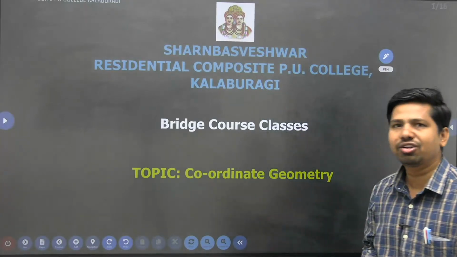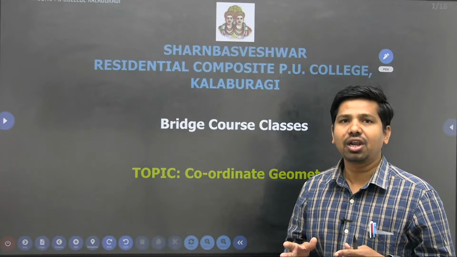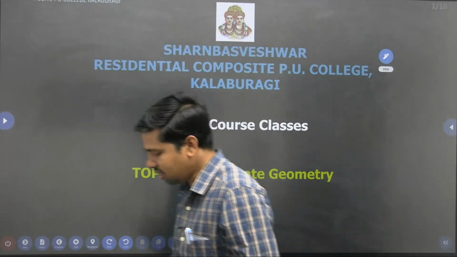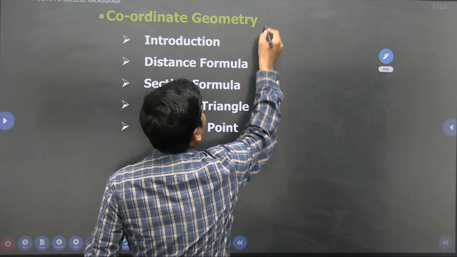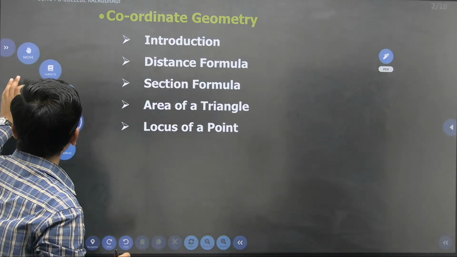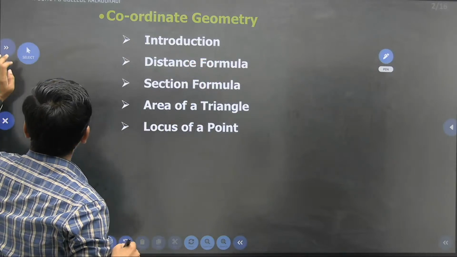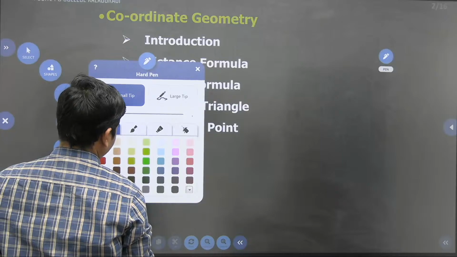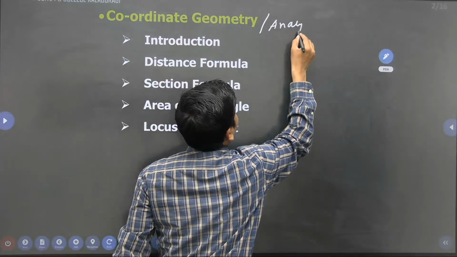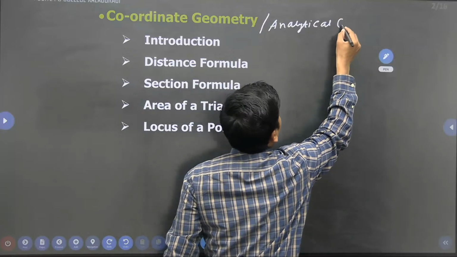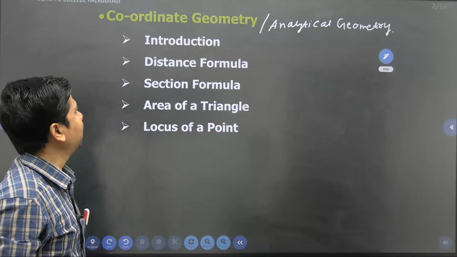The first chapter is coordinate geometry, which you already studied in 10th standard, which is also called analytical geometry, right? First we will see what content we are studying in this chapter, coordinate geometry. I told you coordinate geometry is also called analytical geometry. The content in this chapter begins with the introduction part.